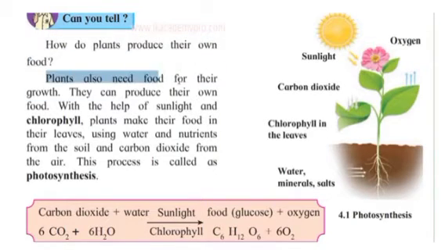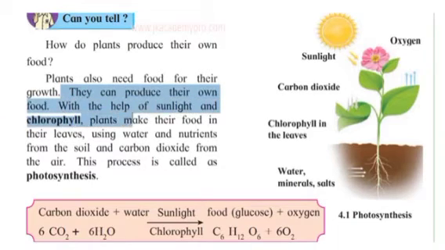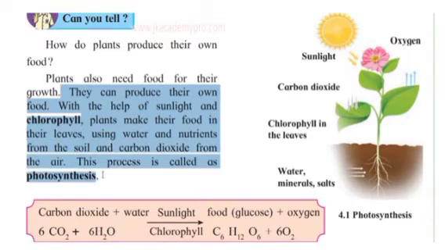Now, plants also need food for their growth. So plants are living things and they need food. They can produce their own food. So, with the help of sunlight and chlorophyll, plants make their food in the leaves using water and nutrients from the soil and carbon dioxide from the air. And this process is called photosynthesis.